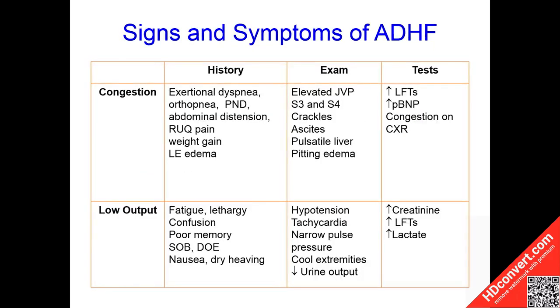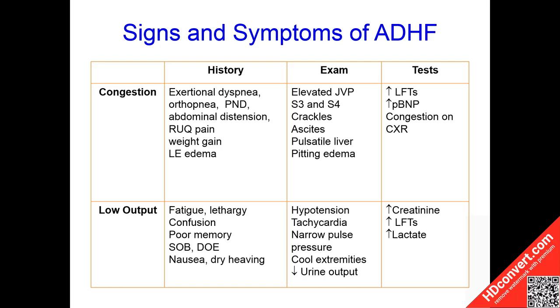So when I think about heart failure patients, I really break them down into 2 categories: patients who are congested and patients who have low output hypoperfusion symptoms. So by history, the congestive patient would have exertional dyspnea, orthopnea, paroxysmal nocturnal dyspnea, maybe abdominal distension, they may have weight gain, they may have lower extremity edema. And these are the patients who on exam might have the elevated jugular venous pressure, they may have gallops, crackles, ascites, a pulsatile liver, pitting edema perhaps.